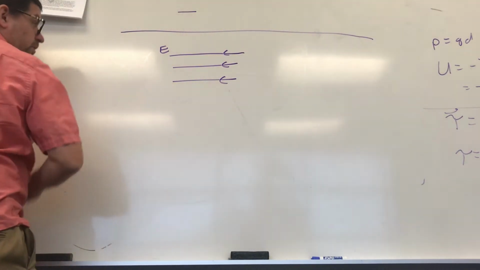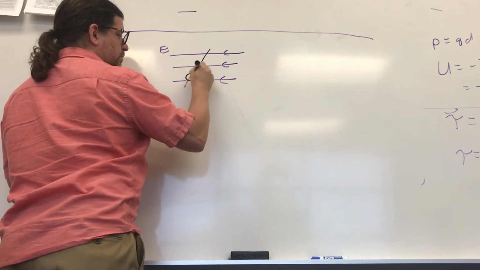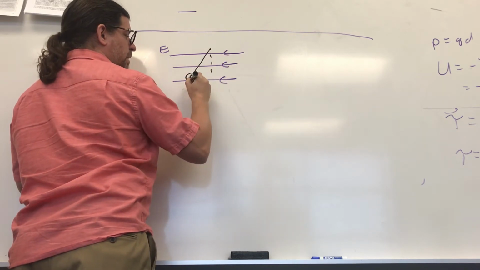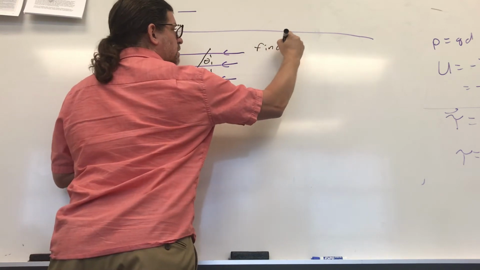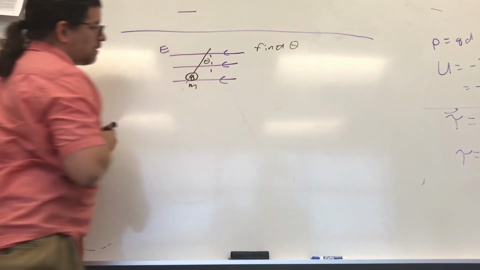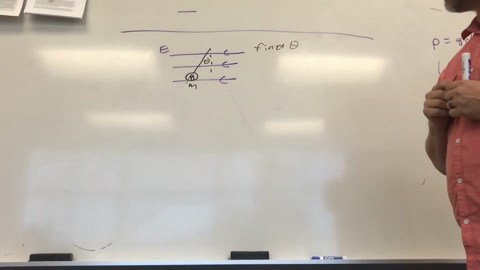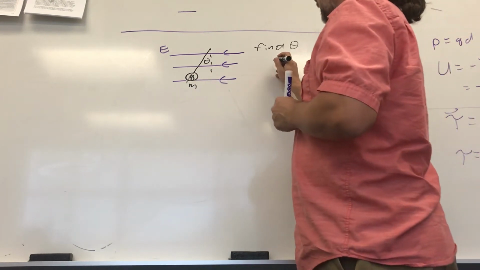And there's a particle dangling from the uniform electric field that has some charge Q. It says find out what, and it has a charge Q and a mass M. It says find theta, right? So the easiest way to do this is to say, well, I can do the sum of the forces on this equal to 0 to get everything I need.